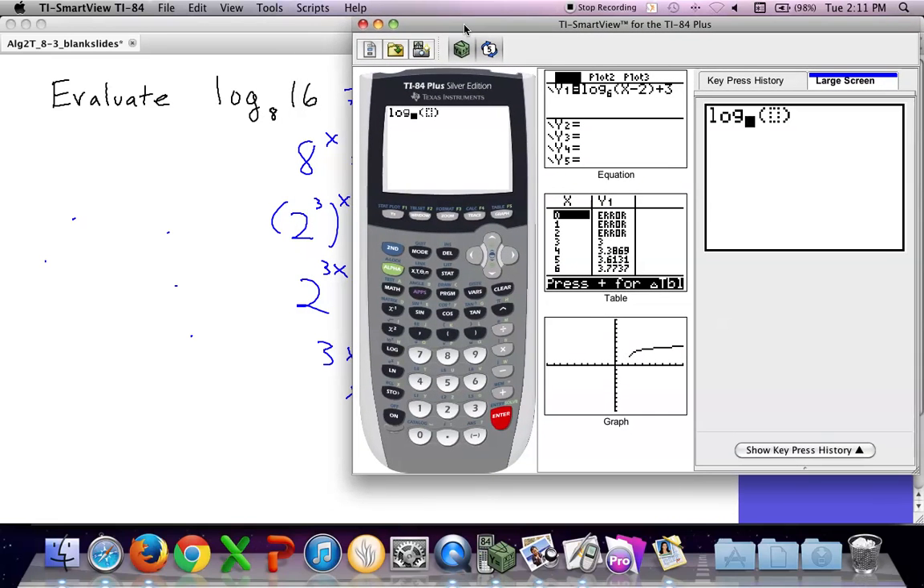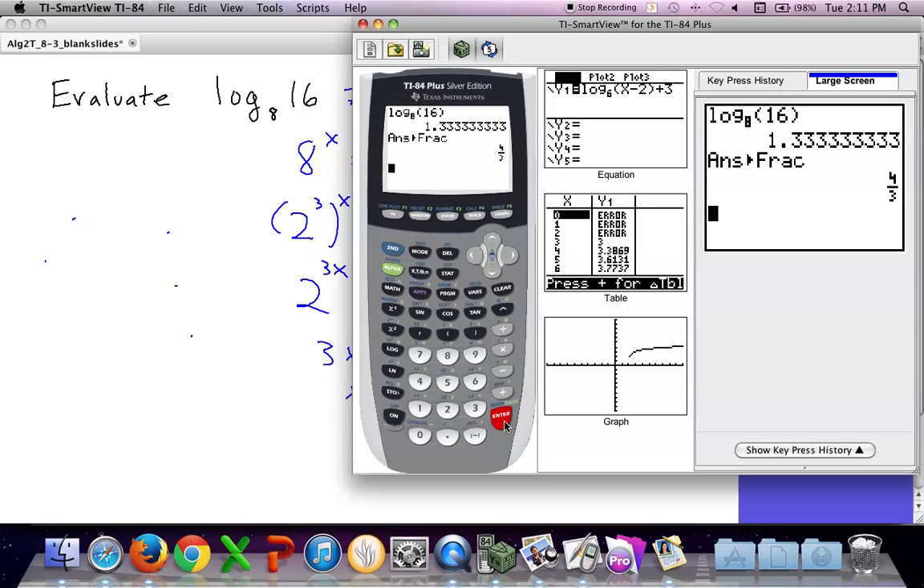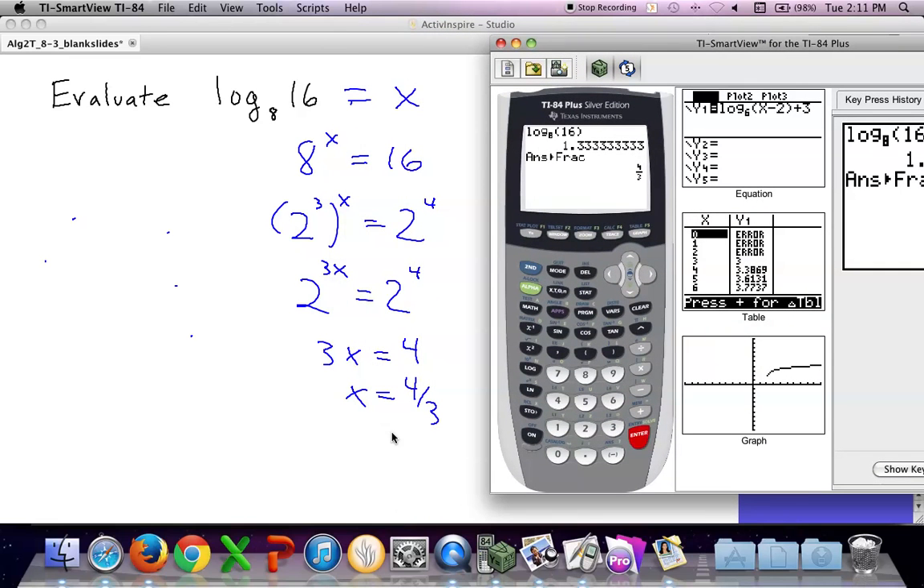What is this? Log base 8 of 16. 8. And then I can arrow over to that, 16. And hit enter. And now, in order to turn that back into a fraction, I'll go math, enter, enter, 4/3. So that's the same answer as that right there.